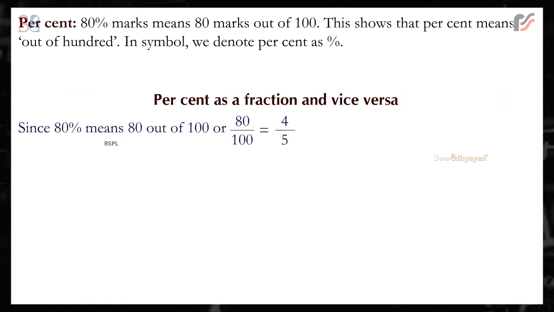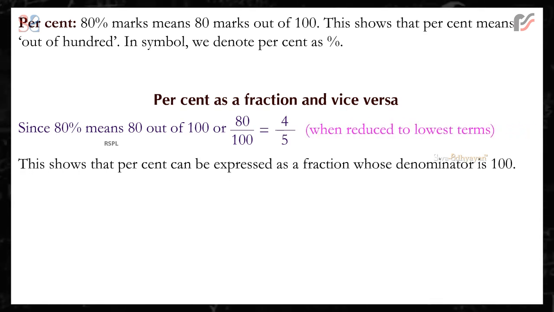Percent. 80% marks means 80 marks out of 100. This shows that percent means out of 100. In symbol, we denote percent as a fraction and vice versa. Since 80% means 80 out of 100, or 80 upon 100, it is equal to 4 upon 5 when reduced to lowest terms. This shows that percent can be expressed as a fraction whose denominator is 100.